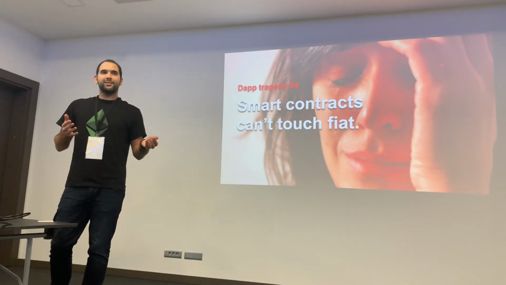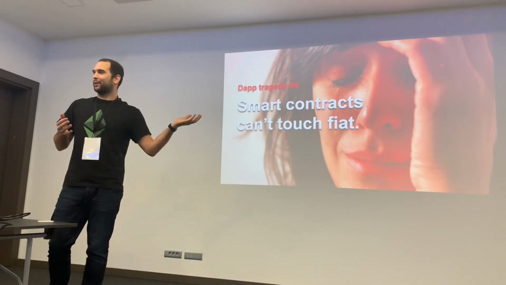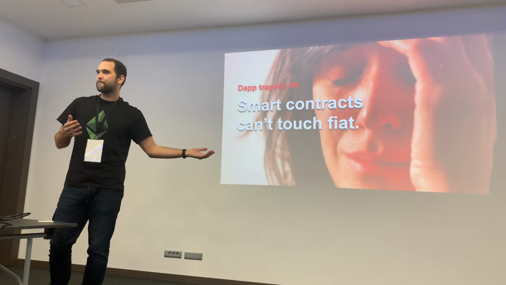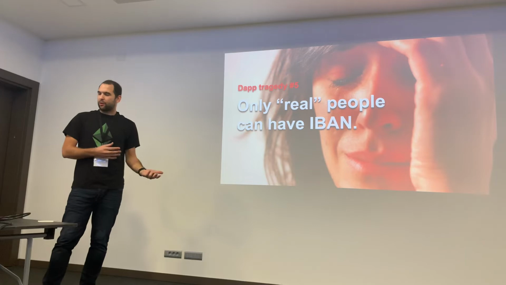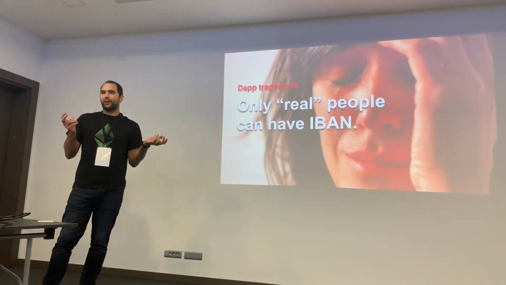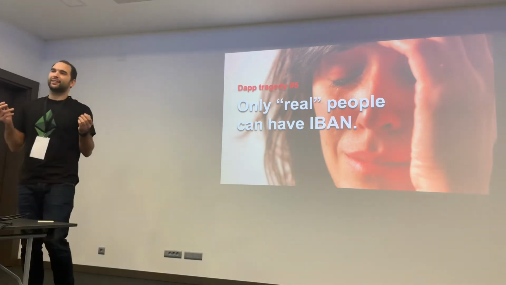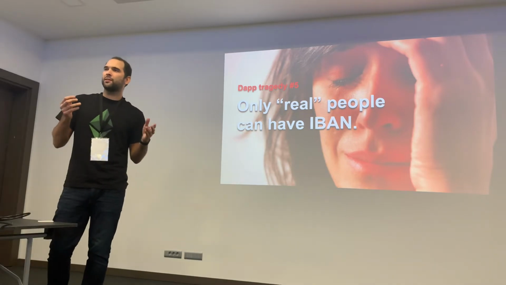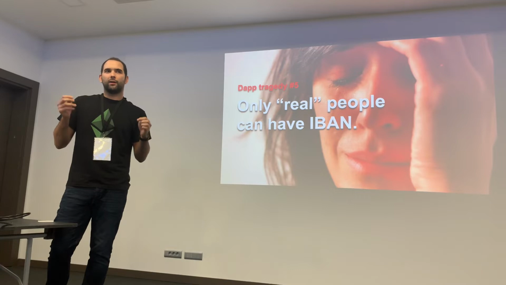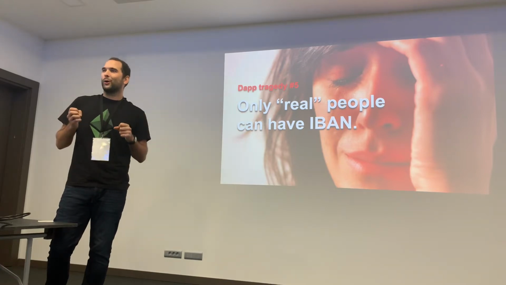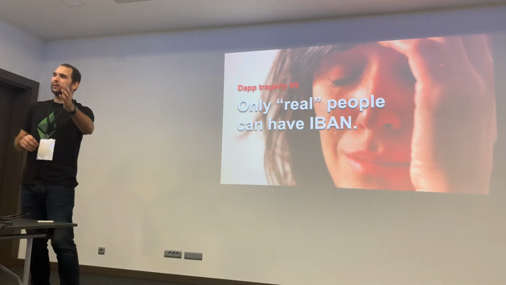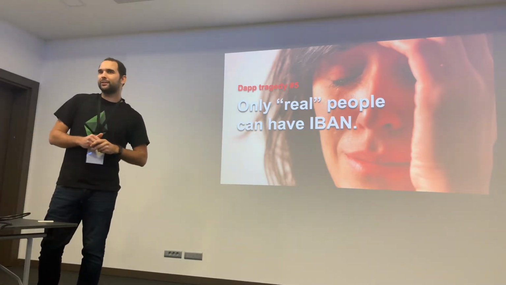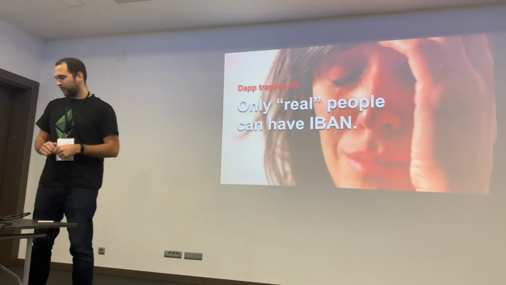Do you agree with this? Is it common knowledge? Do you understand why? Yes. So the reason is that only real people can have bank accounts, right? I think we have some people from banks here. I don't think they would give a bank account to a smart contract or an app or DAO or whatever. Like, give me your OIB, or whatever you call your ID, and then we can talk.